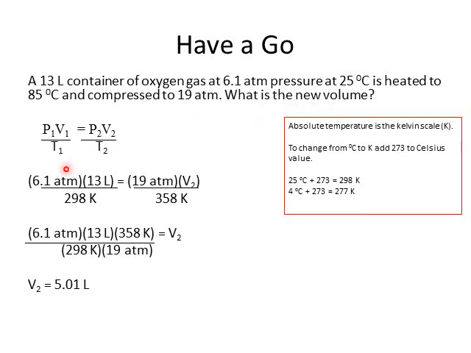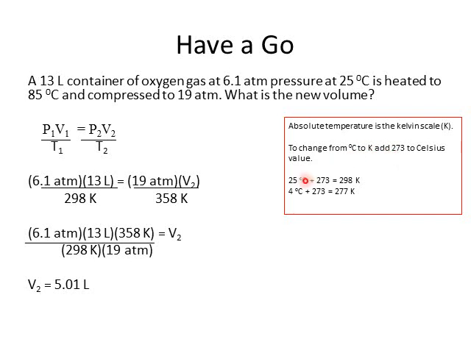So my P1, 6.1 atmospheres, my V1, 13 litres, and my T1, it was 25 degrees C, but I must convert this to the Kelvin scale. In case you've forgotten how to do that, absolute temperature is the Kelvin scale. And to change from degrees Celsius to Kelvin, all you need to do is add 273 to the Celsius value.